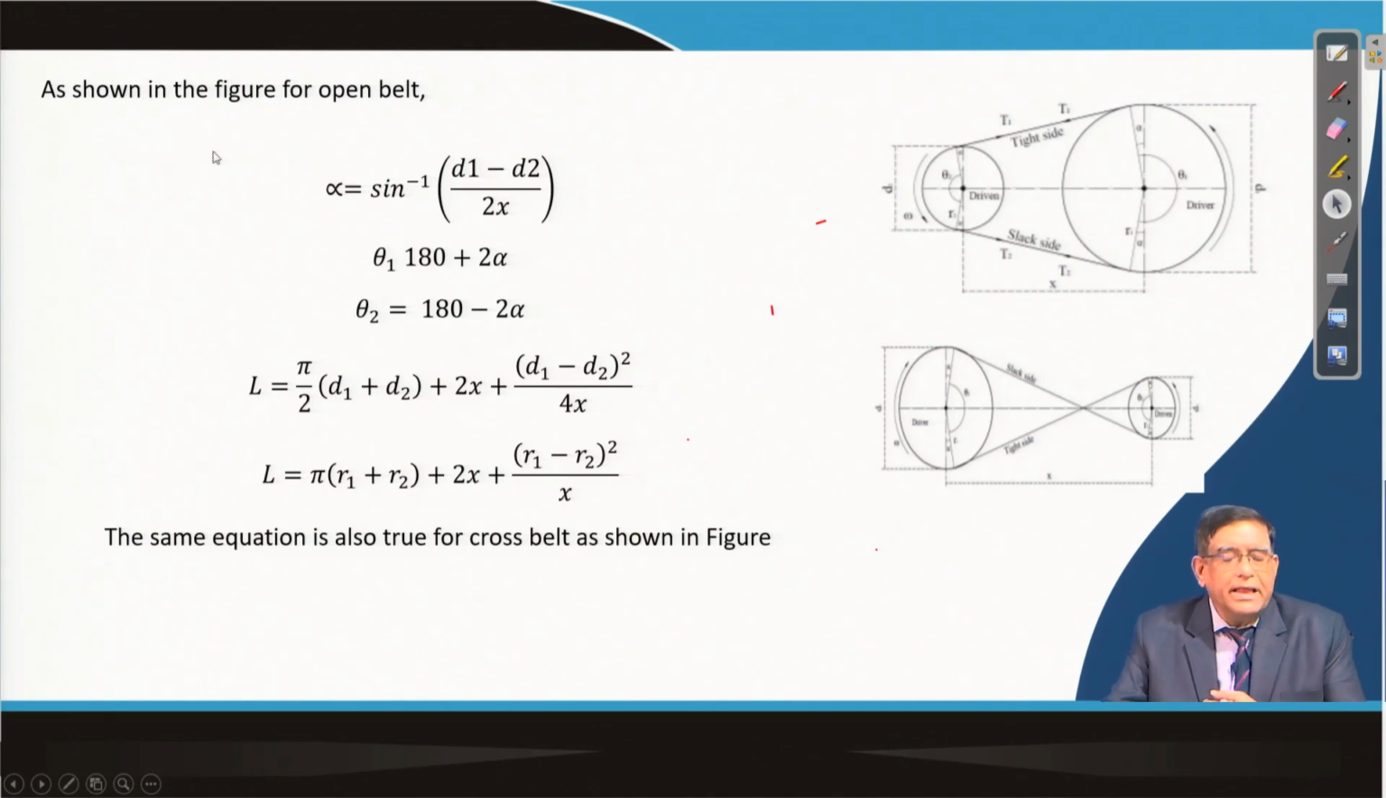Similarly, here we have another problem, where you can calculate this length for different types of systems. Say, whether it is an open type or a cross type, the length of the belt will be different, and you can calculate that by using these equations.